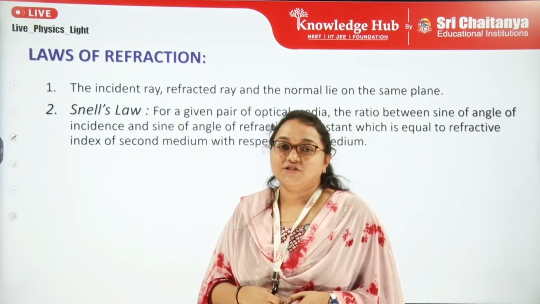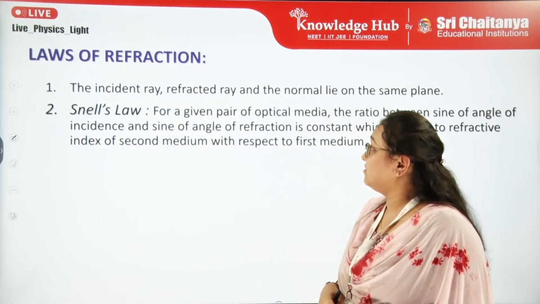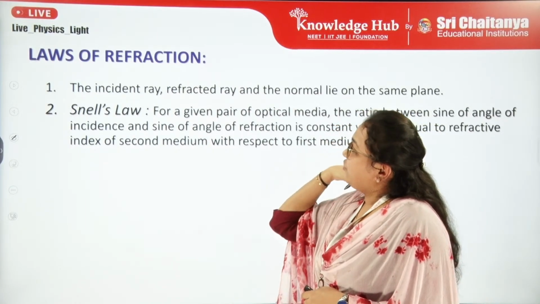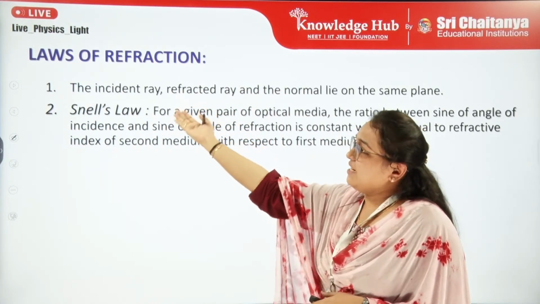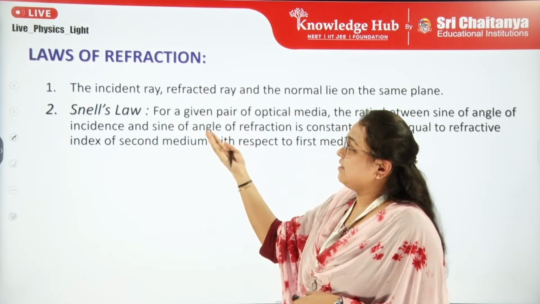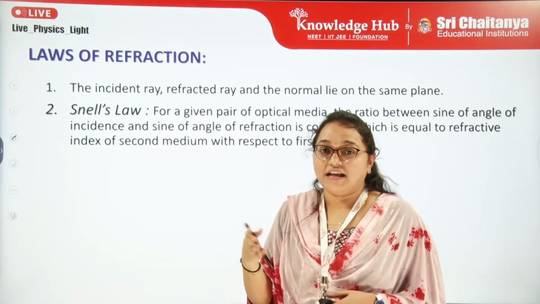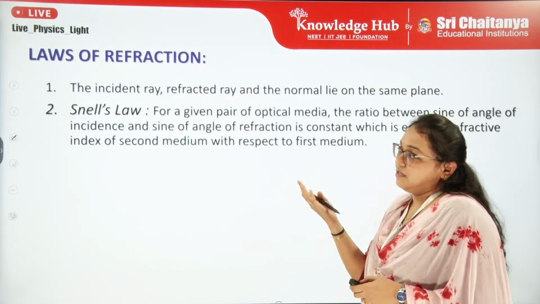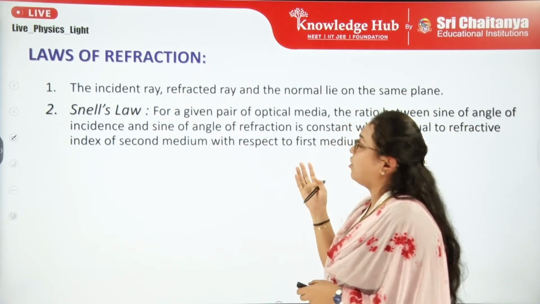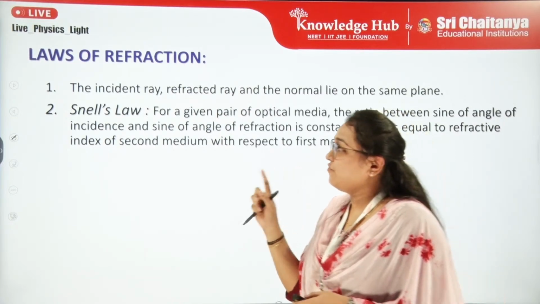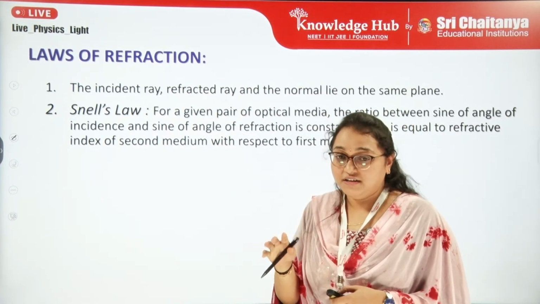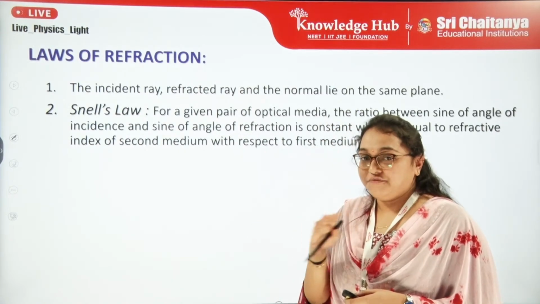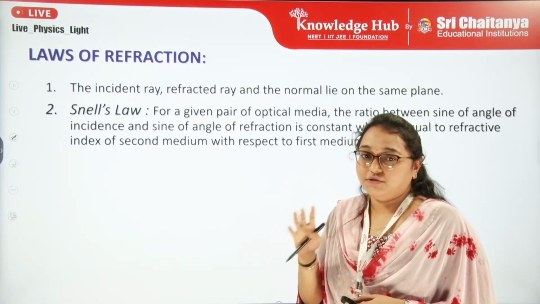So, Snell's law. The first law is: the incident ray, refracted ray, and the normal lie on the same plane, right? In the first law, you have to be very clear. It's very similar to the laws of reflection. There, the incident ray, reflected ray, and the normal lie on the same plane. Similarly, in the laws of refraction, the first law is that the incident ray, refracted ray, and the normal lie on the same plane. And remember this, the angle of incidence will never be equal to the angle of refraction if the light is undergoing refraction.